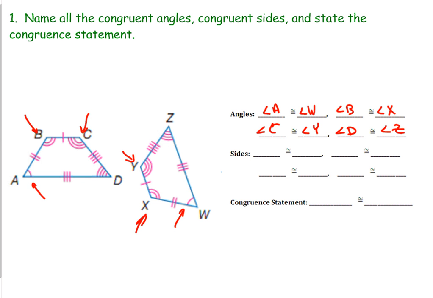All right, so for sides, I have to look at what matches up. So I've got AB, that has two bars on it, so that's going to be WX. So I've got AB is going to match up with WX. All right, I've got BC, B matches up with X, C matches up with Y, so that's segment XY. I've got CD, C matches up with Y, D matches up with Z, so that works. And I've got AD, my last side. AD is going to match up with WZ.